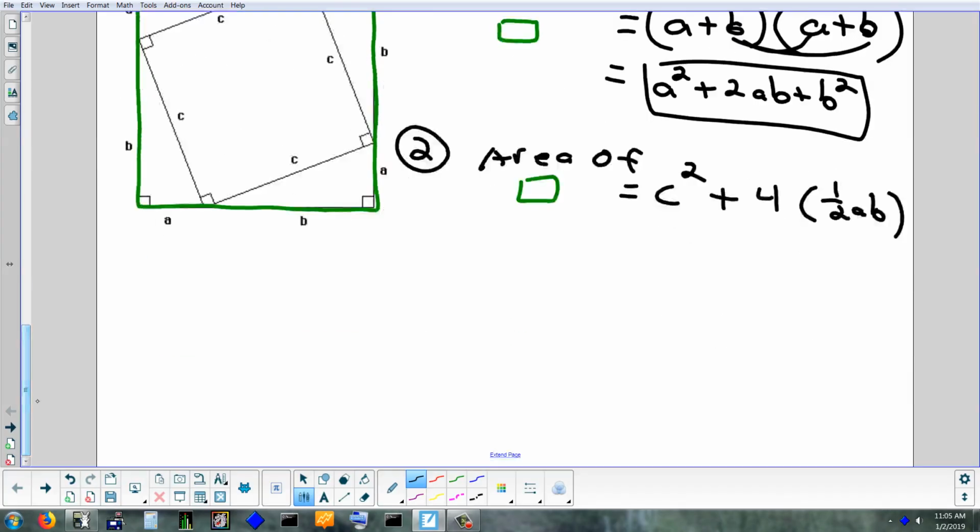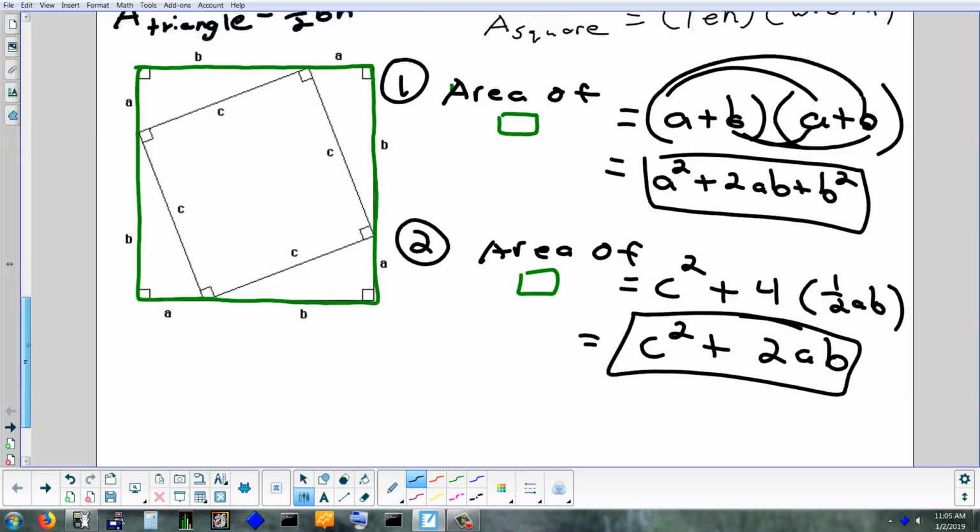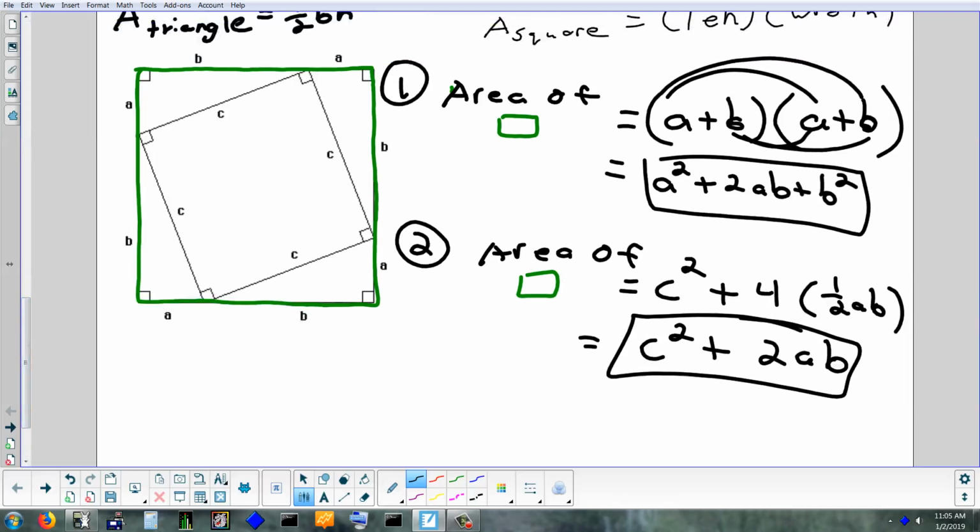Now, we can simplify that a little bit. What's 4 times 1/2 AB? Yeah. 2AB. Plus C squared. Let me put that in there. So there's a different formula for the area of the green box. So we have method 1 and method 2. It gives us 2 different formulas, but gets the same shape.